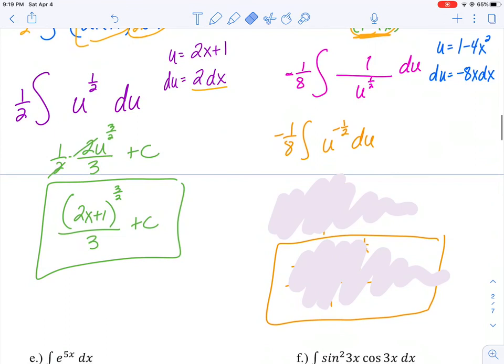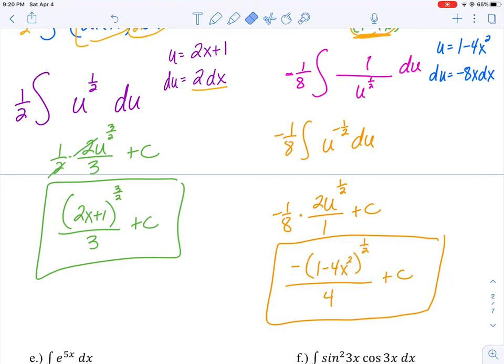Now I can use my power rule. I can add 1 to the exponent, divide by that new exponent. Don't forget you have a negative 1/8 in the front, and don't forget you have a plus c in the back. So I ended up with this. Reducing and back substituting, you should get a final antiderivative of negative, and then the quantity 1 minus 4x squared to the 1/2 power, all over 4, plus c.